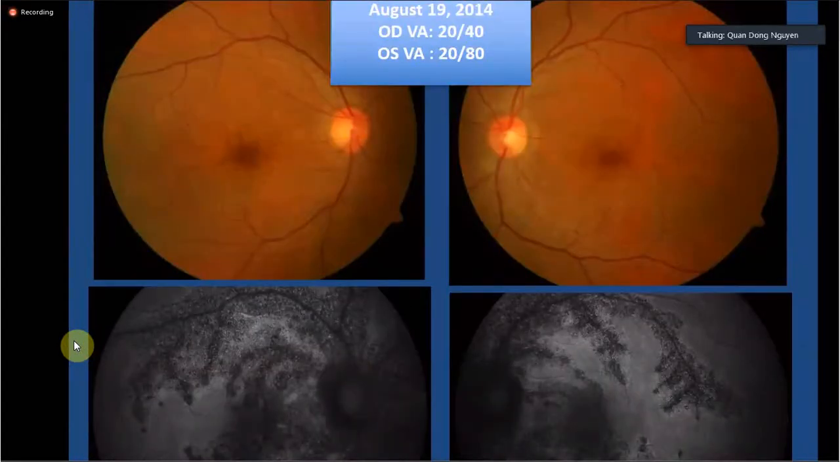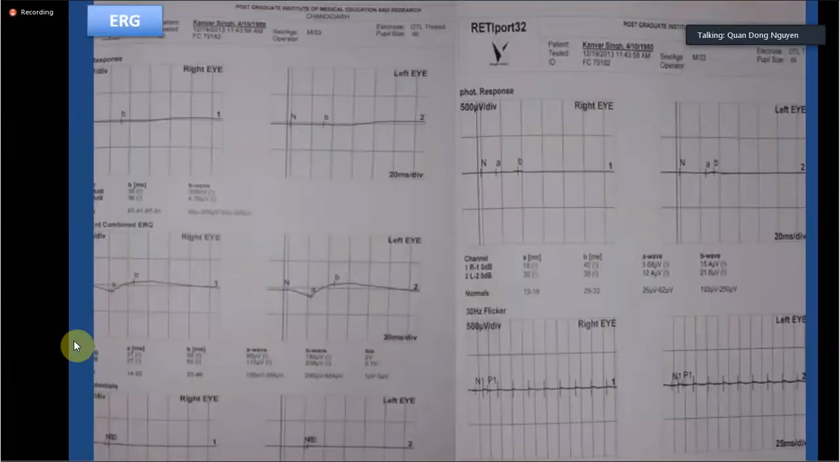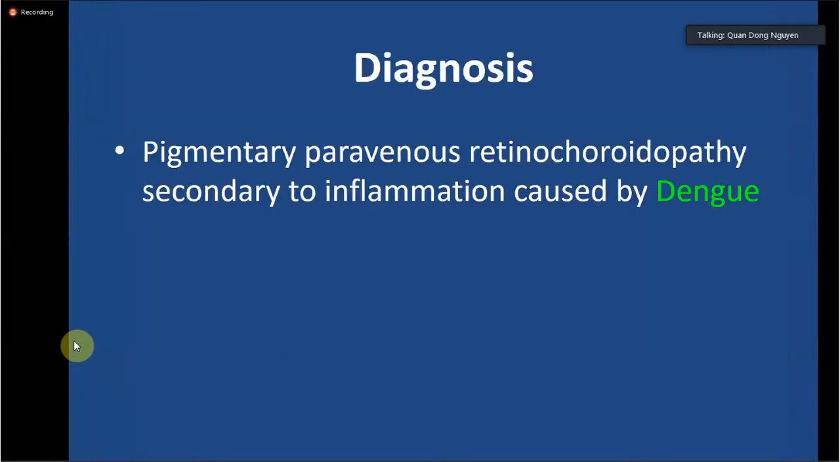Okay, so is this a typical or atypical finding of dengue fever? This is actually a little bit common, also coupled by the fact that they have very poor rod response. This was done in India. So based on this finding, this is a description of so-called pigmentary perivenous retinochoroidopathy secondary to inflammation, not to the infectious component caused by dengue fever.